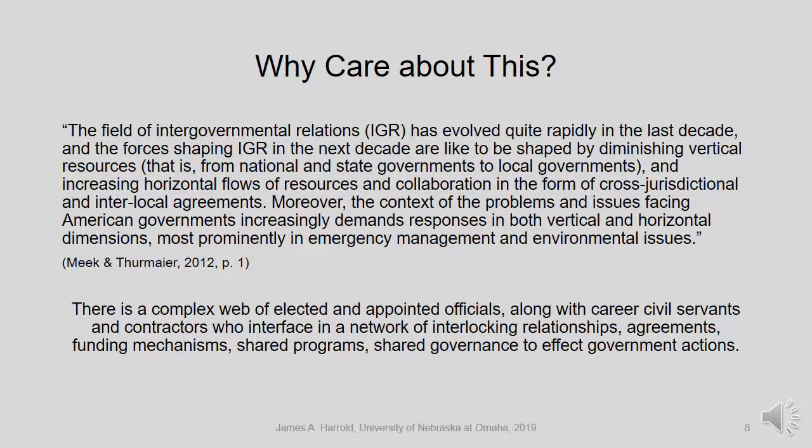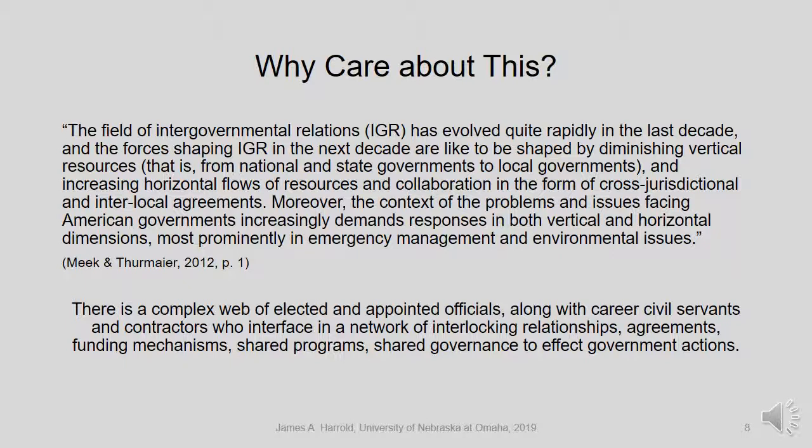Okay, so why should you care about this? Well, this is from Meek and Thurmeyer, another text that I'm not having you read, but here's why you should care about this. The field of intergovernmental relations has evolved rapidly in the last decade. And the context of the problems and issues facing American governments increasingly demands responses in both vertical, that would be from the local up to the federal, and horizontal dimensions, that is across jurisdictions, most prominently in emergency management and environmental issues. So those are actually two of the areas where we do see a lot of intergovernmental management, right?